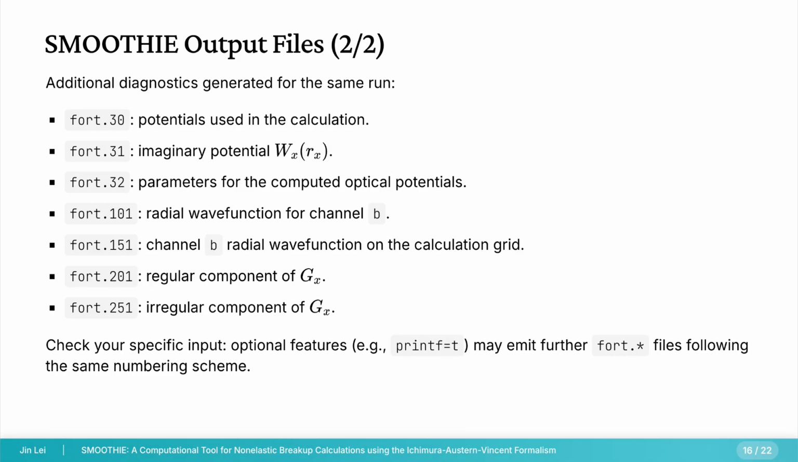Now the second output slide. 4.30, the potentials used in the calculation. 4.31, the imaginary potential W sub x of R sub x. 4.32, the parameters of the calculated potentials. 4.40, the radial part of the wave function for the detected fragment channel. 4.51, the same radial wave function reported on the calculation grid. 4.250, the regular component of the Green's function. 4.251, the irregular component of the Green's function. Depending on options, additional Fort files may be produced, following the same numbering pattern.